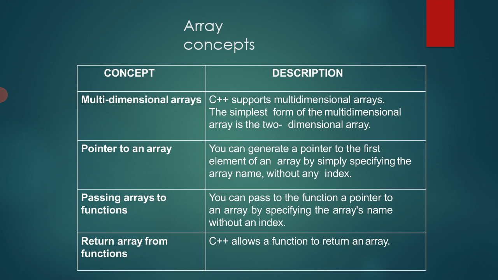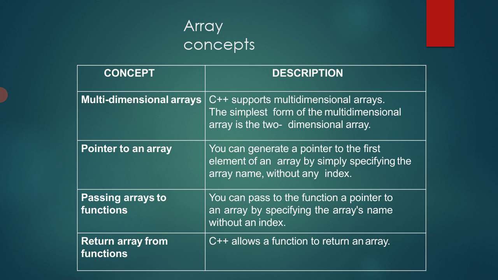So let's start with this array concepts. Multi-dimensional array. It means you can also create arrays with multiple dimensions, like either row or column, or with both row and column. So this is how you can create a multi-dimensional array. C++ supports multi-dimensional arrays. The simplest form of the multi-dimensional array is the two-dimensional array.